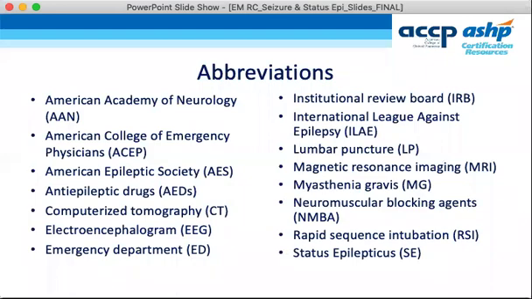These are some abbreviations that we'll use throughout the presentation.